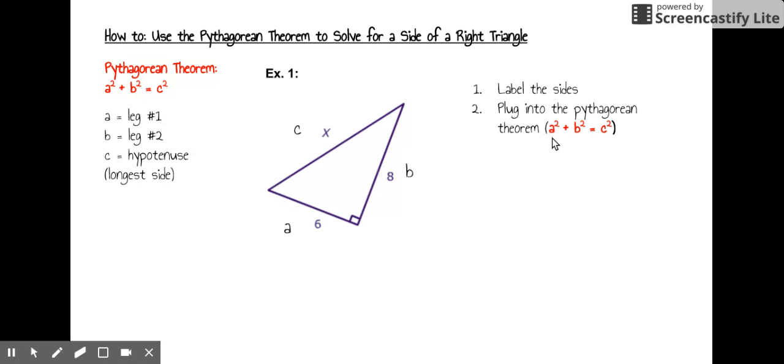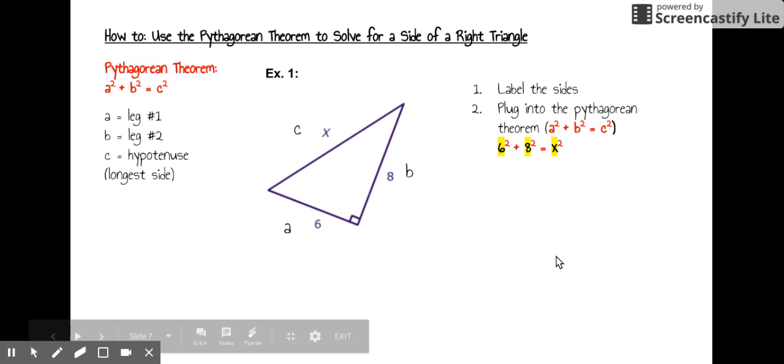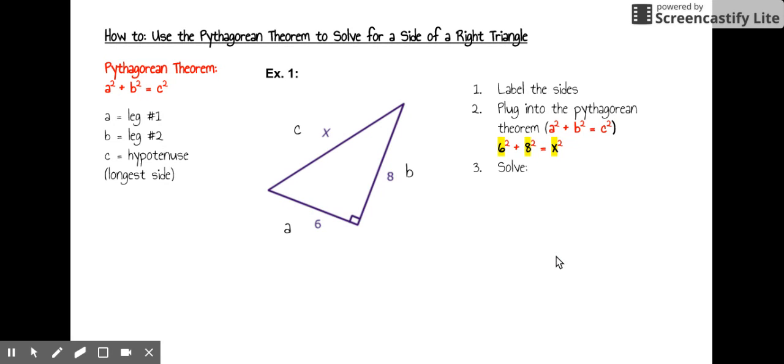And now we want to plug our side lengths into the Pythagorean theorem so we can then solve. So we're going to plug 6 in for A, so we have 6 squared. And then we're going to plug in 8 for B. We have 8 squared. Then we're going to plug in X for C, which is X squared. So we get 6 squared plus 8 squared is equal to X squared. And so now we have this triangle in the Pythagorean theorem, and we are now ready to solve, which is our next step.